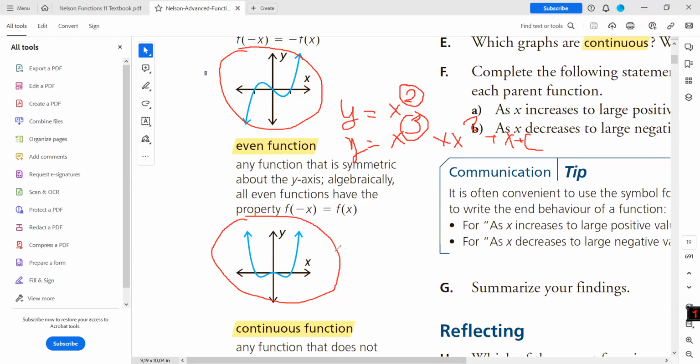Now we can make a statement that all even exponents are giving us an even function, y equals x to the power n, where n equals numbers 2, 4, 6, 8, and so on. This is going to be an even function.